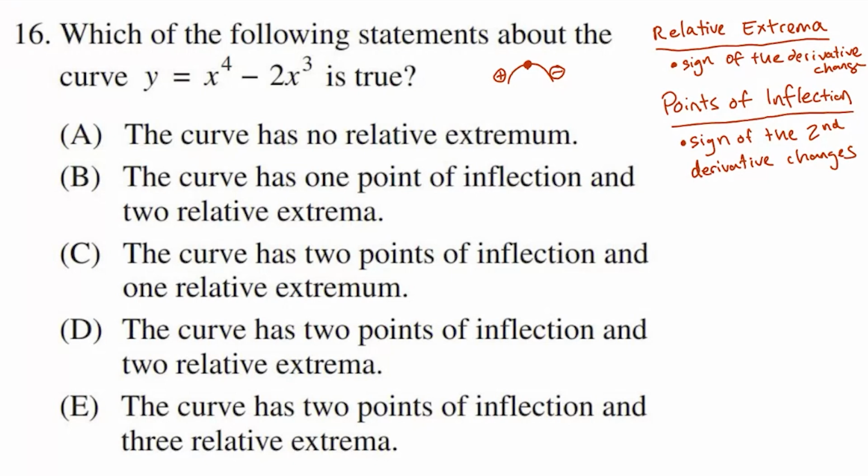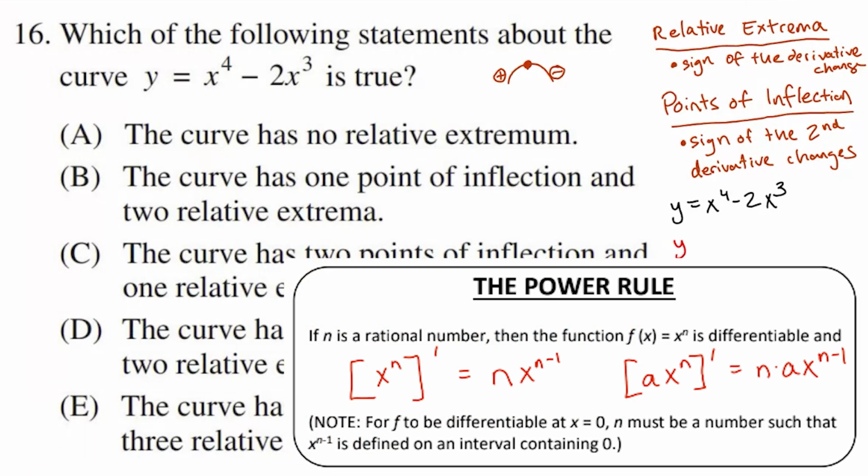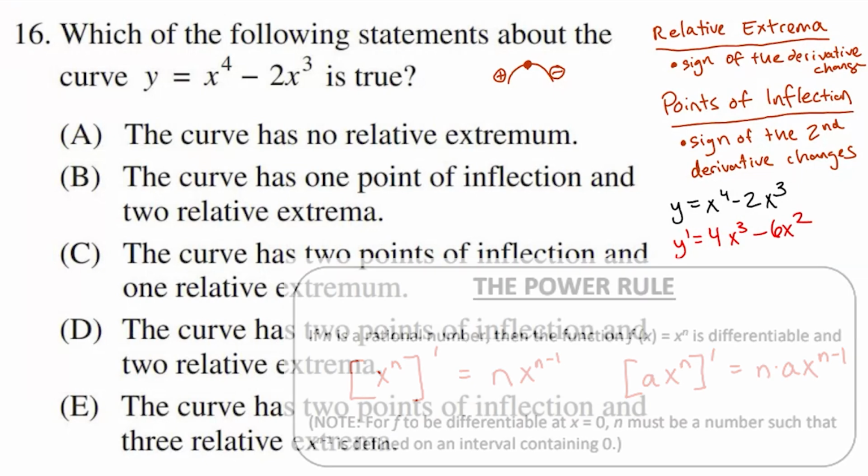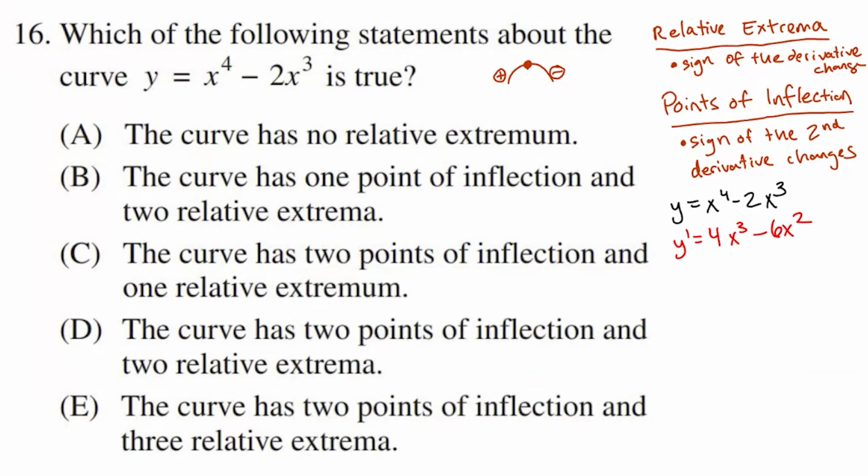So let's start with the first derivative. The function, and I'll just go ahead and rewrite it, y equals x to the fourth minus 2x cubed, can be differentiated using the power rule. Y prime will be 4x cubed minus 6x squared. We are looking for where the sign of this function changes. You can find sign changes either where the derivative equals 0 or undefined, but this y prime is a polynomial, so it'll never be undefined. So we really just need to find where it's equal to 0.